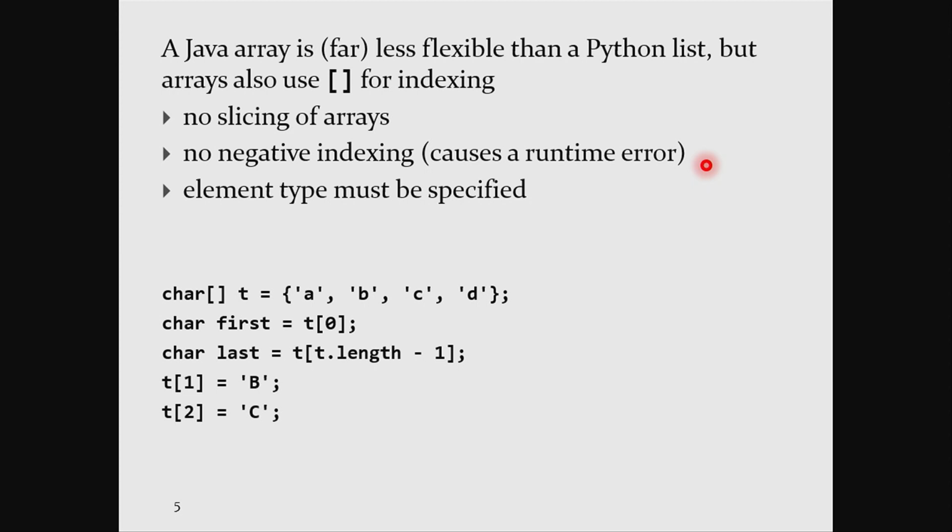The second last element is just -2. Can't do that in Java. If you try to do that, you'll get a runtime error. So the compiler won't even catch the error. You have to compile your program, and then when you run it, your program barfs. And you have to specify the element type.